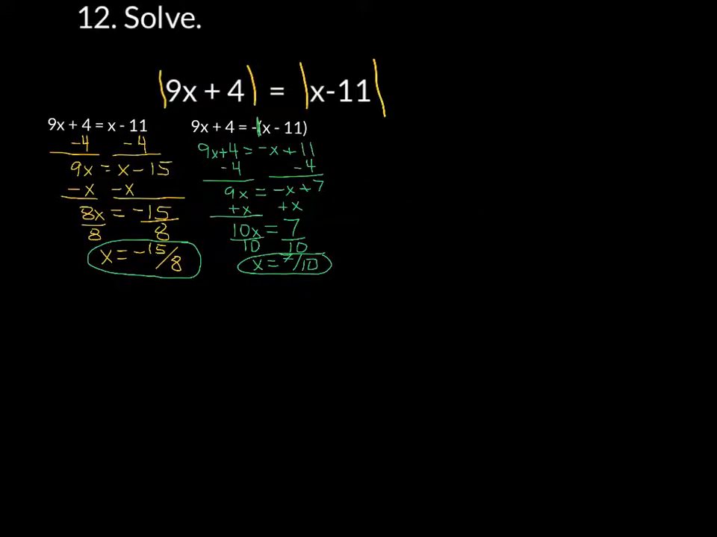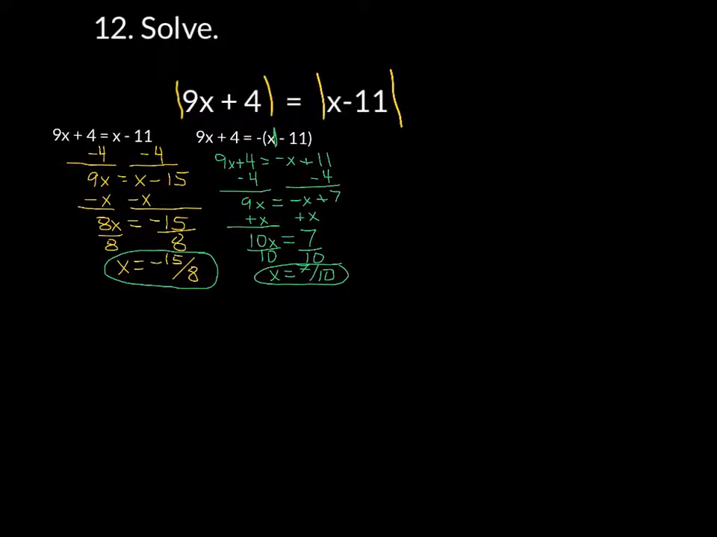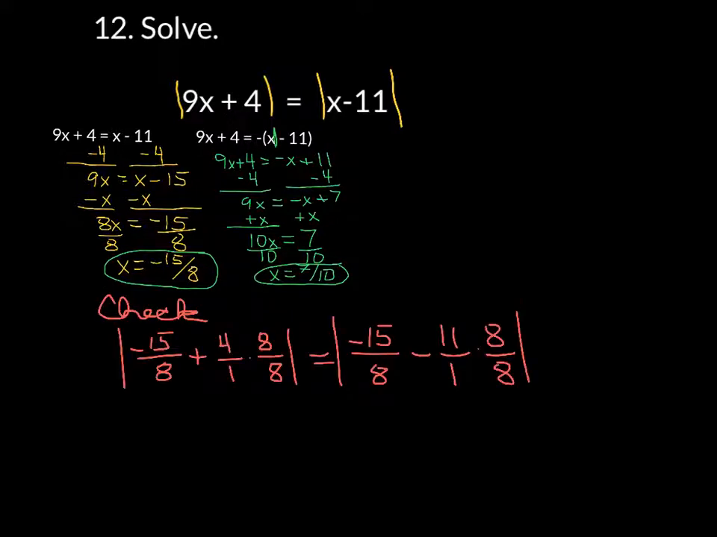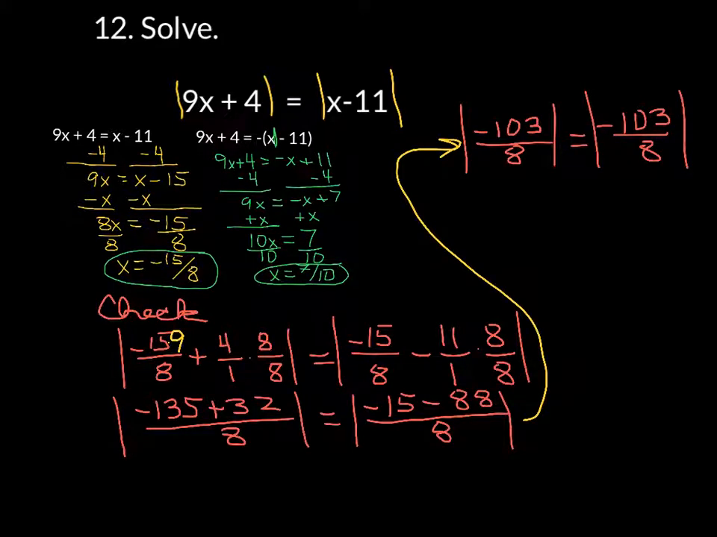Let's check our work. First, we'll plug negative 15/8 in for x and see if 9x plus 4 equals x minus 11. And then we will do the same for 7/10. Remember to change your 4 into a fraction and then multiply it by 8 over 8 so you get a common denominator. Same with the 11. And I forgot my times 9 here. And so we see at the top of the screen that the absolute value of negative 103 over 8 does equal the absolute value of negative 103 over 8, and so our problem checks out.